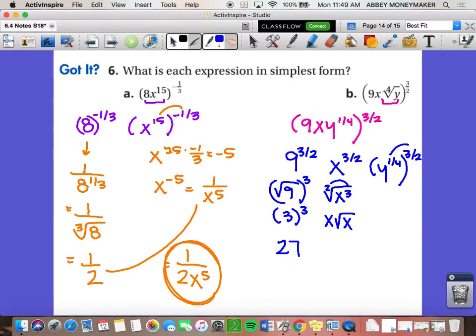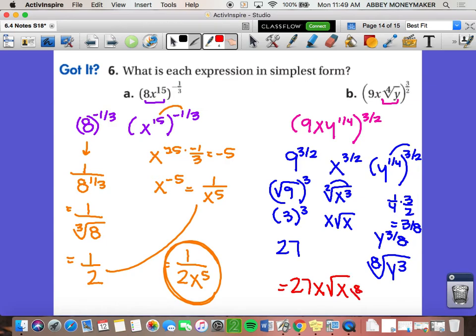And then on this last one, power to a power, we're going to multiply. 1/4 times 3 halves gives me 3/8. So we would have y to the 3/8 power, which is the 8th root of y cubed. So my final answer, simplified together, would be 27x times the square root of x times the 8th root of y cubed. And I can leave it just like that. I don't have to make the x and the y under the same radicand. I could if I wanted to, but I really don't have to.